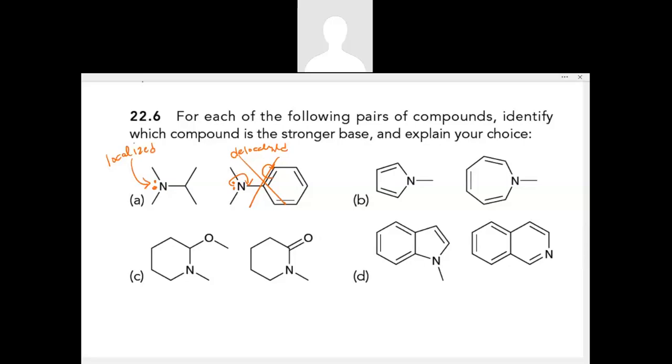and therefore it's much more available to function as a base. So let's take a look at the compounds in B here and see if we can use the same information to determine. Let's take a look at these specifically.